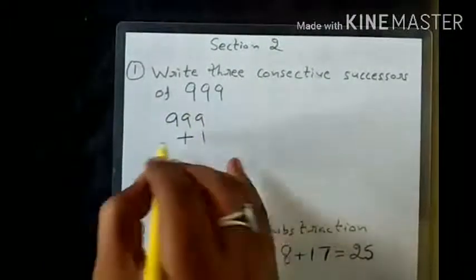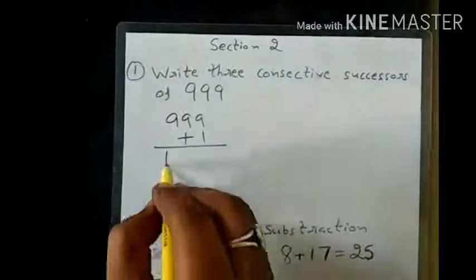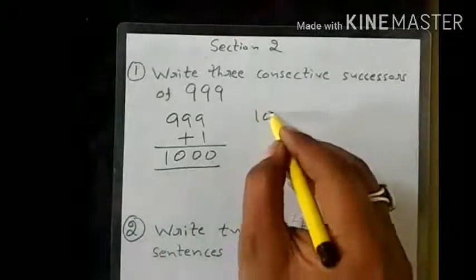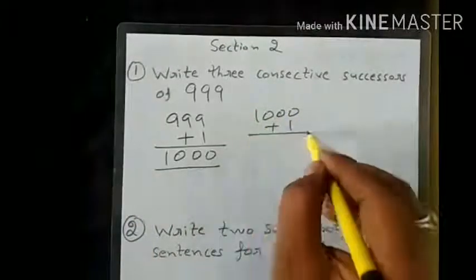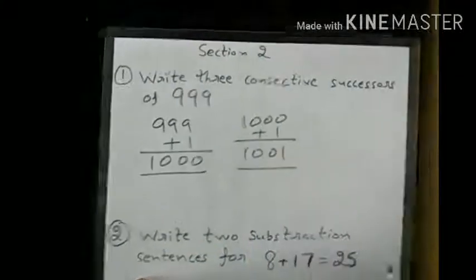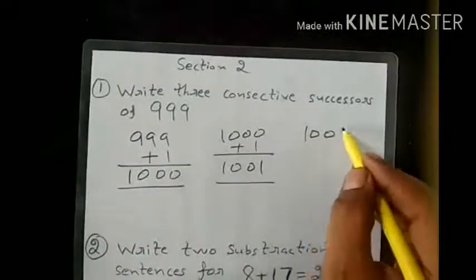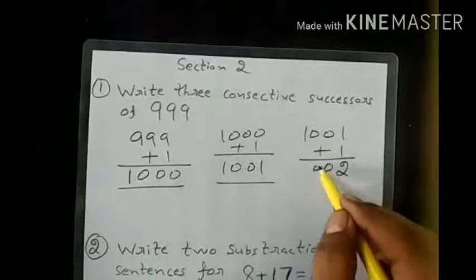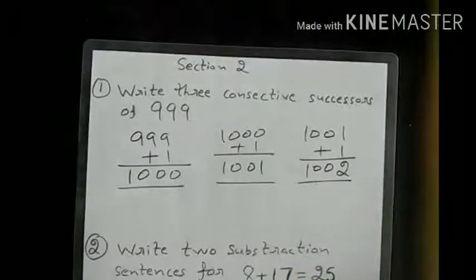I will add 1. So, my answer is 1000. Now, this is the first successor. After that, the next successor will be, I will add 1 to 1000. So, the next successor is 1001. And similarly, I will have to find another successor by adding 1. This is 1002.